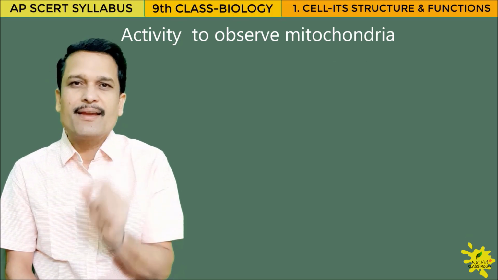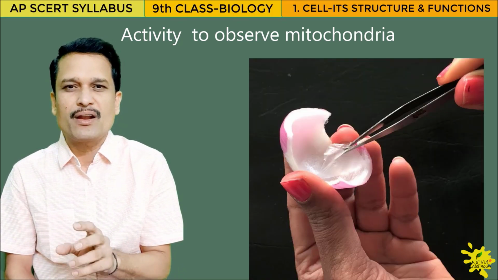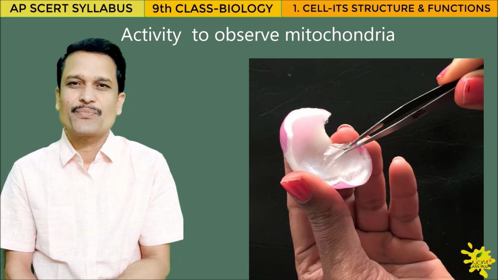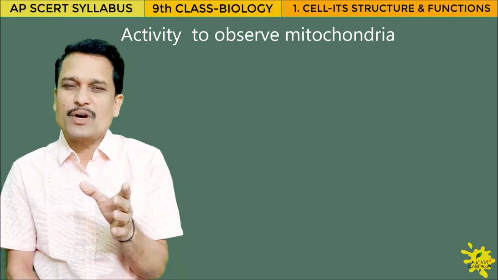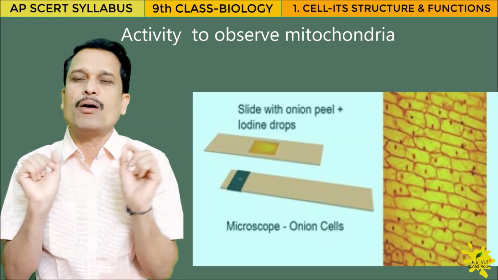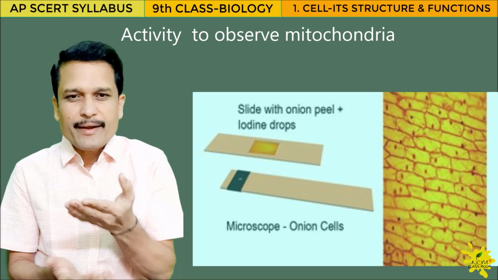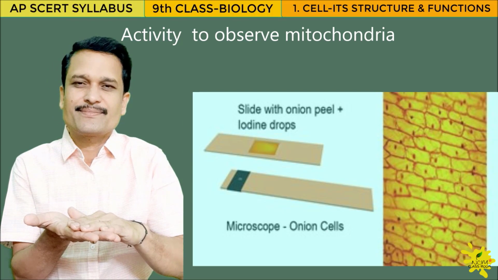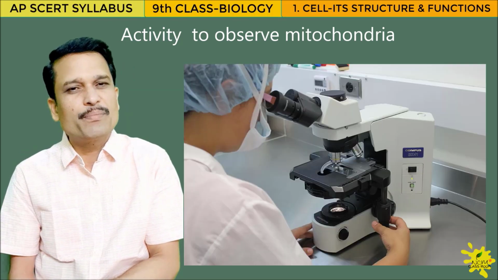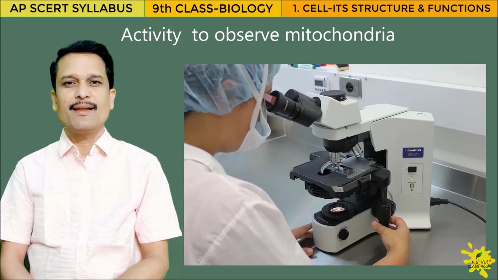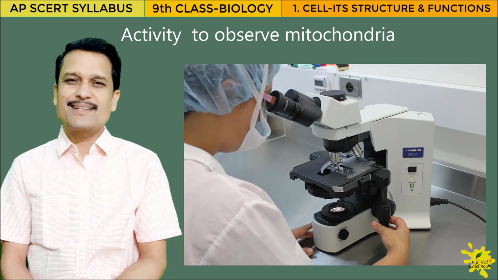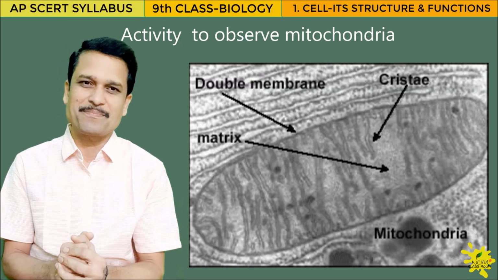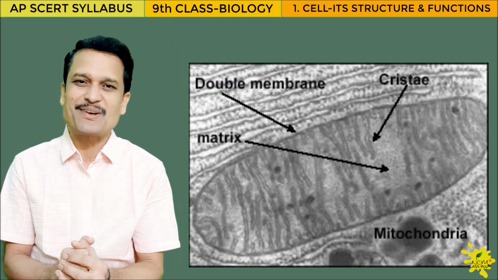Soak the onion peel in Janus green B solution for about half an hour for absorption of dye. Wash thoroughly with water and keep a piece of peel on the slide, and place the cover slip over it and observe it under microscope with high magnification. Green, oval or cylindrical grain-like structures are scattered inside the cytoplasm. These structures are called mitochondria.